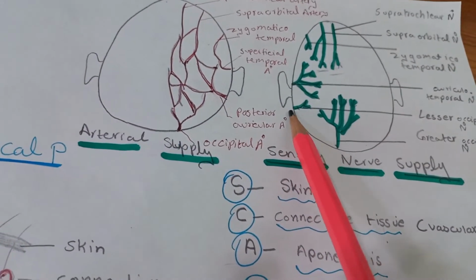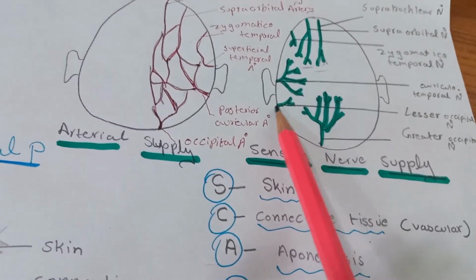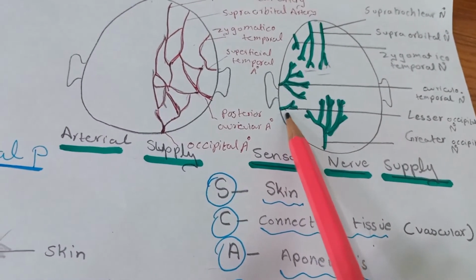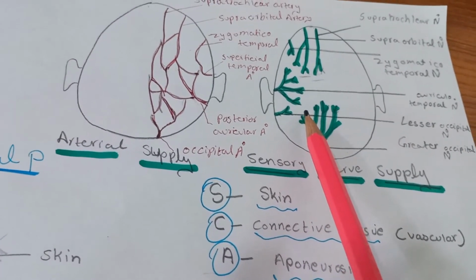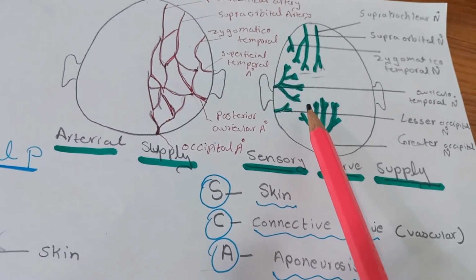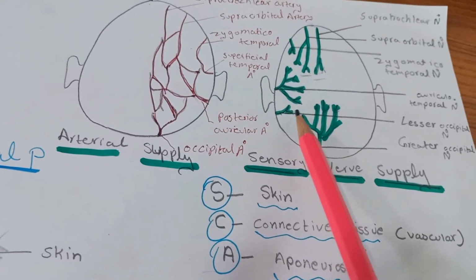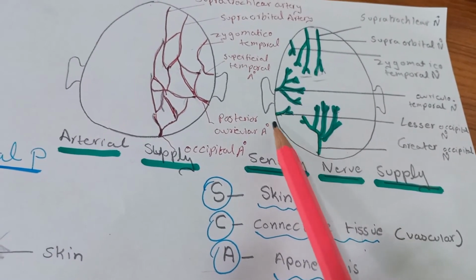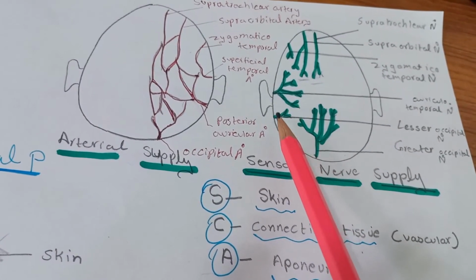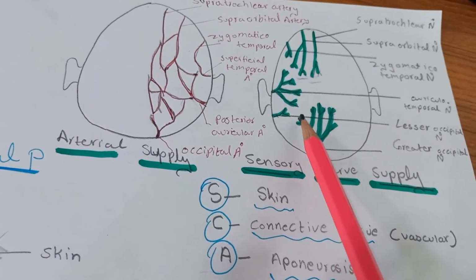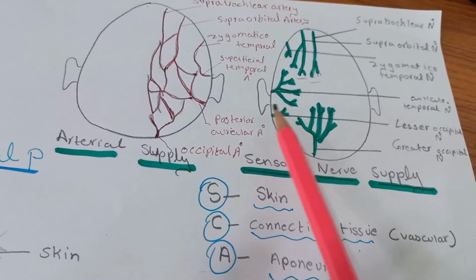Then comes the lesser occipital nerve. As you can see in this diagram, this is the lesser occipital nerve. The lesser occipital nerve is a branch of the cervical plexus, C2, and it basically supplies the scalp over the lateral part of the occipital bone, as you can see in this diagram, and also it innervates the skin over the medial surface of the auricle.